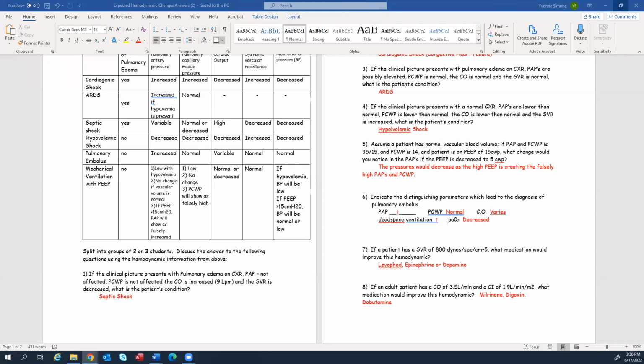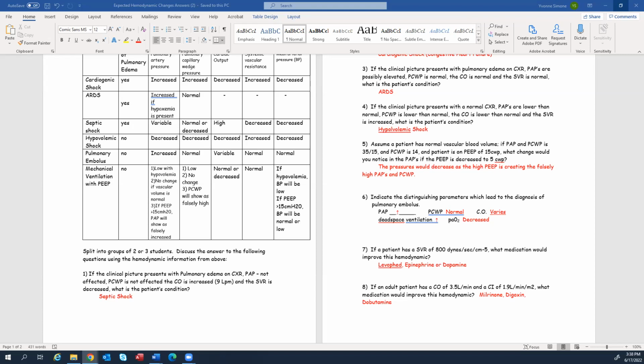I might be beating a dead horse, but let me ask you the question anyway. What pressures are high with severe hypoxia? Is pulmonary capillary wedge pressure high if there's severe hypoxia? Are pulmonary artery pressures high with severe hypoxia?